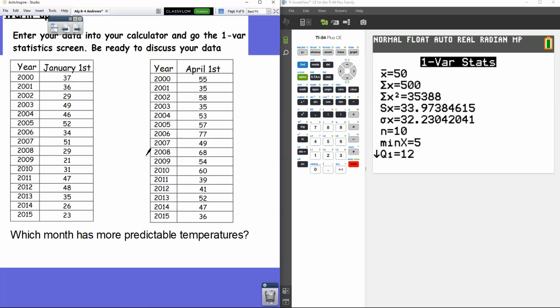temperatures. All right. So we have our temperatures here for different years on January 1st. We have like 16 different years of temperatures and 16 different years of temperatures for April 1st. I went through and I figured out the mean and the median already. The mean for January was 37.125, and the standard deviation is 10.06. For April, the mean was 51 and the standard deviation was 11.62.